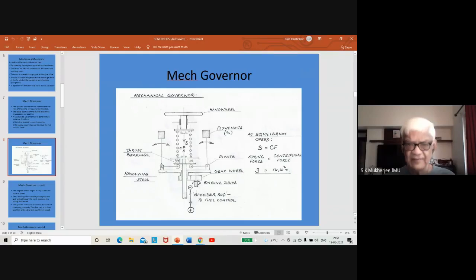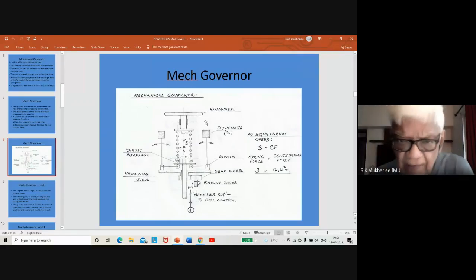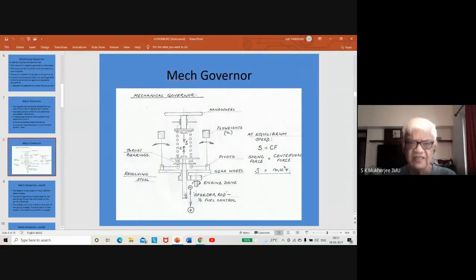The flyweights are based at the L point or the junction point of the two cranks, and that is pivoted. So this flyweight is capable of moving in and out. Likewise, the right hand side is also capable of moving in and out, and thereby creating a force at the bottom from underneath. And an upward force is created by a spring pressure. In between, there is a collar which holds the speeder rod. So the speeder rod is at the mercy of the spring force and the centrifugal force.